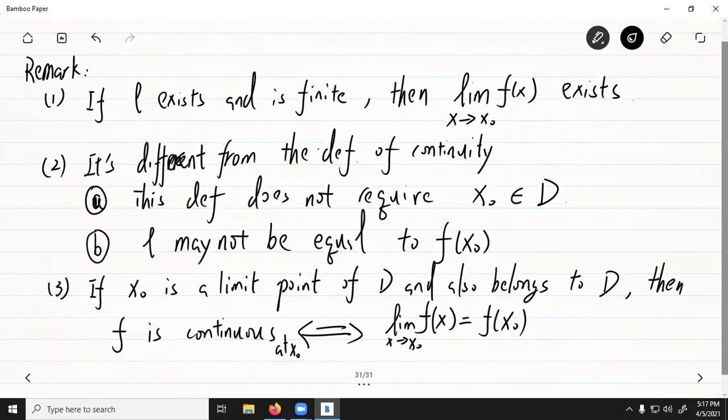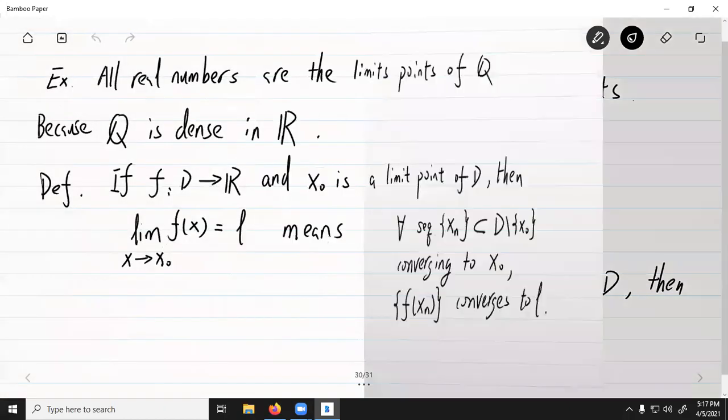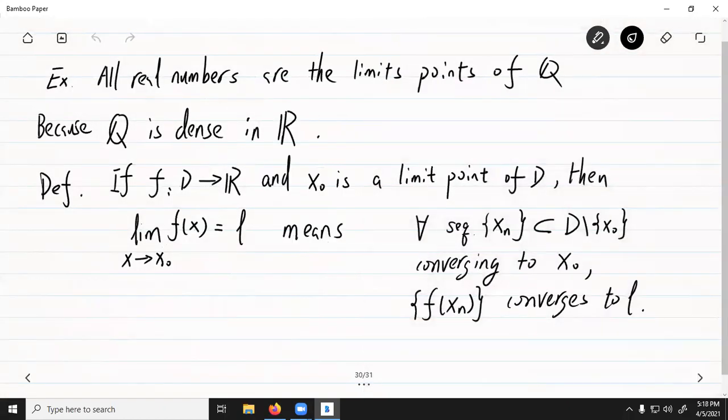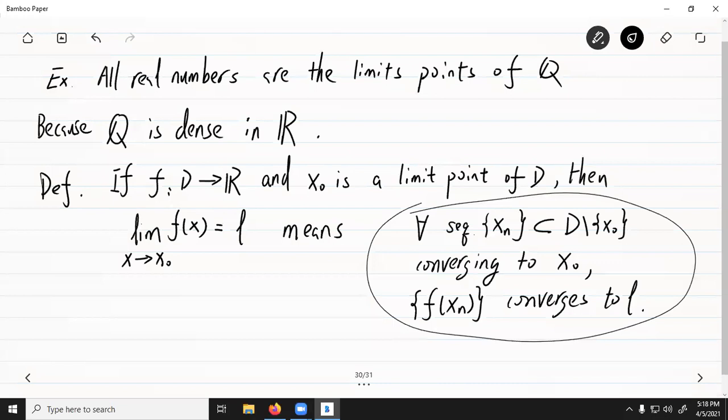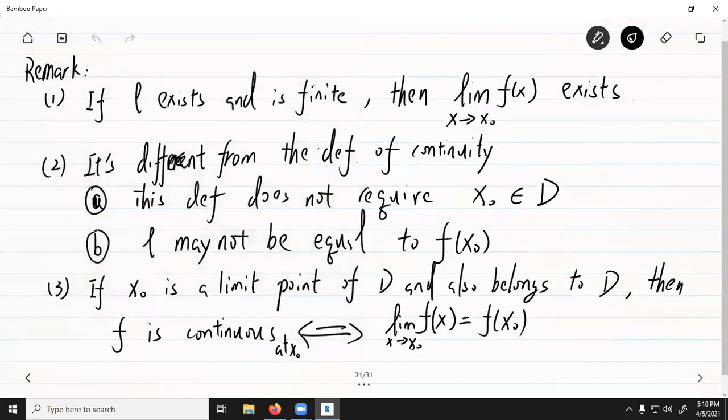Okay, so now we want to show some results. We want to use this definition to show that this limit, of a certain function, equals a certain number. So the idea is we want to use this way. We let xn be an arbitrary sequence which converges to this x0. Then you try to show this one will converge to L. Then we're done. Okay, now let's look at one example.